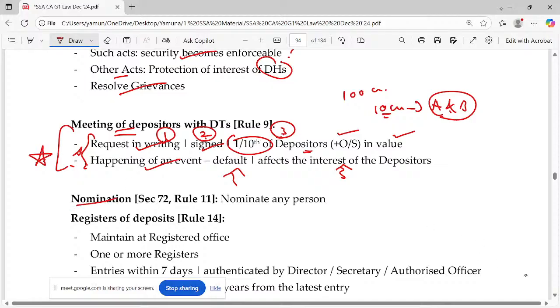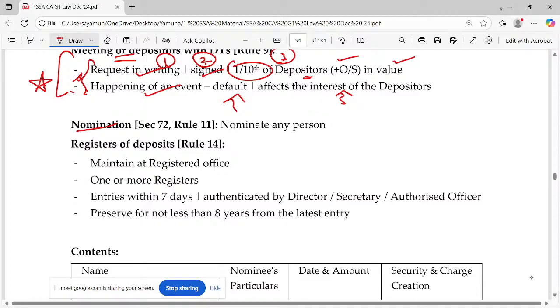Yes, nomination. Nominate any person, because it's a debt. And the register of deposit has to be maintained at the registered office. There can be 1 or more registers. Why 1 or more registers? 1 register at me, another register in case I'm having a foreign branch or something like that. Okay. And entries have to be made within 7 days and it should be authenticated. Please highlight, often asked. Authenticated by director or secretary or authorized officer. Okay. And preserve for not less than 8 years from the latest change. For not less than. This is also often asked.